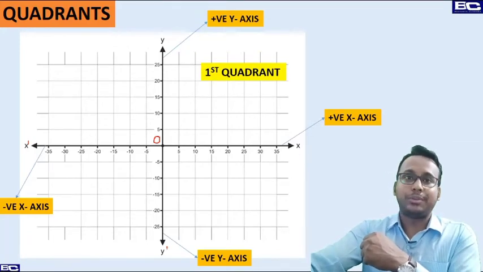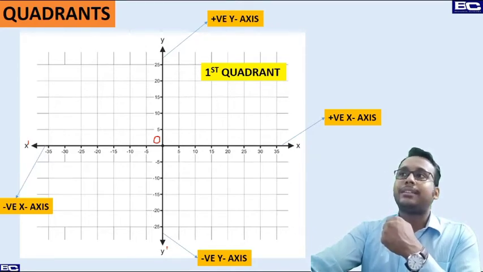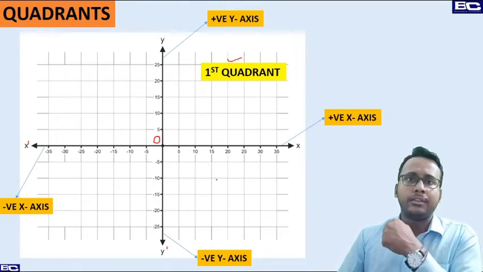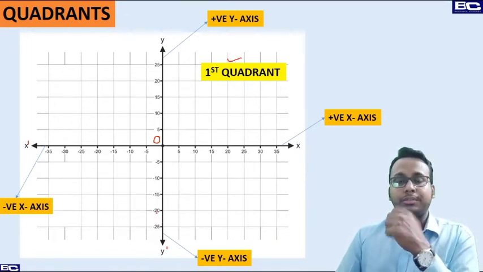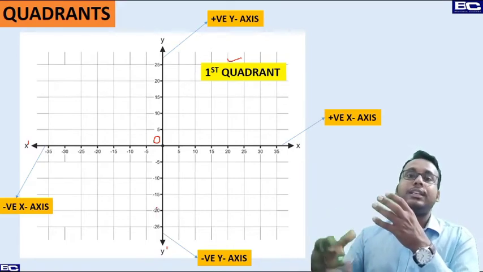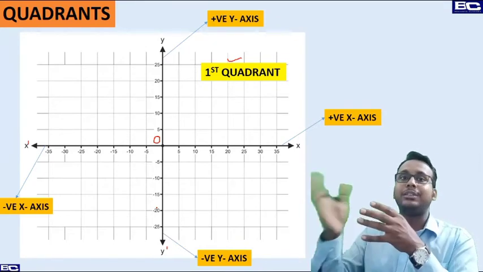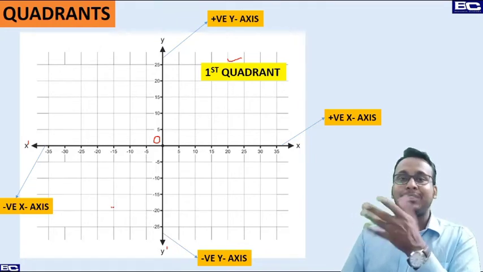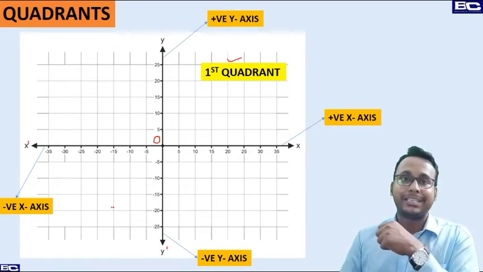There are four quadrants. The naming of the first quadrant starts from the top right corner. You will ask, sir, why from the top right corner? Why not from the bottom right or the bottom left? This is the nomenclature. Go anywhere in the world, to any mathematician, and they will take this as the first quadrant. You will not take any other as the first quadrant. This is the convention, already taken.